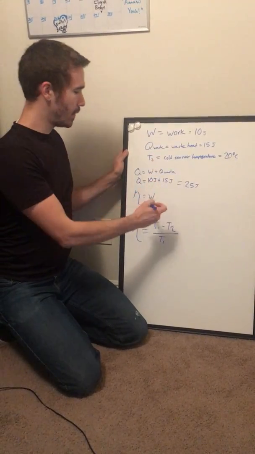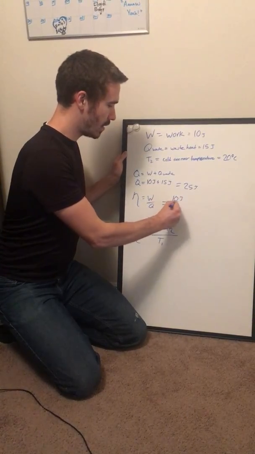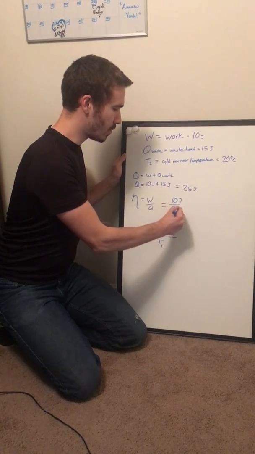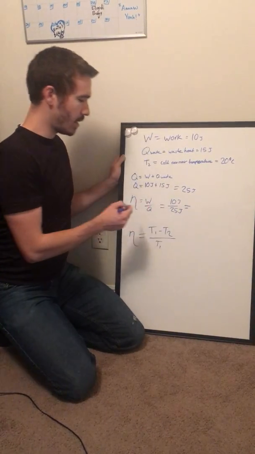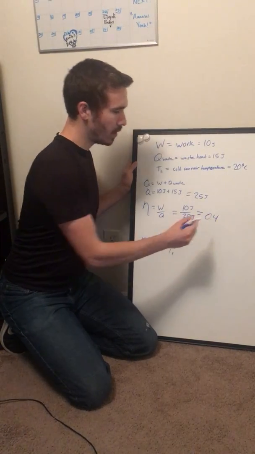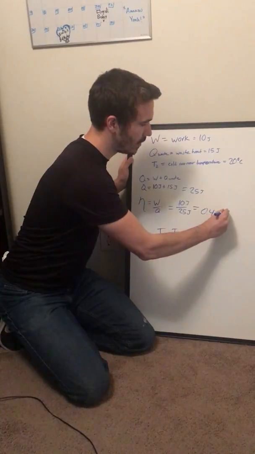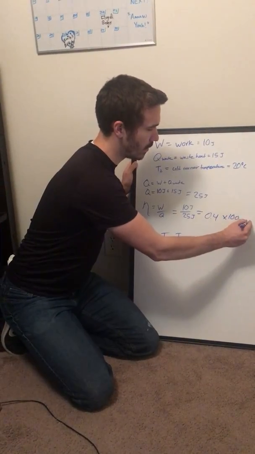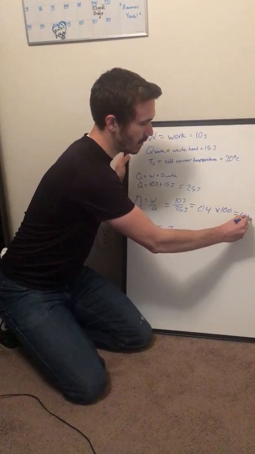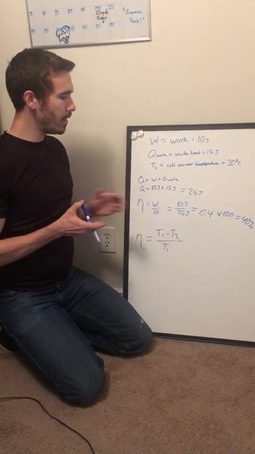So what we end up getting is 25 joules, which we then plug into this equation, and we'll plug in our work again. So we'll get 10 joules divided by 25 joules, which gives us an efficiency of 0.4, or if we want it as a percentage, all we have to do is multiply by 100, which gives us 40%. And that's our answer for part A, the engine's efficiency.